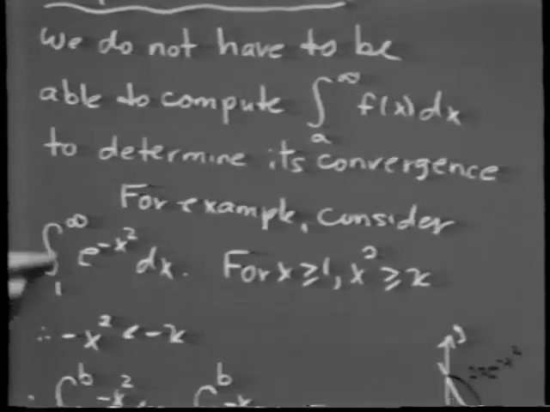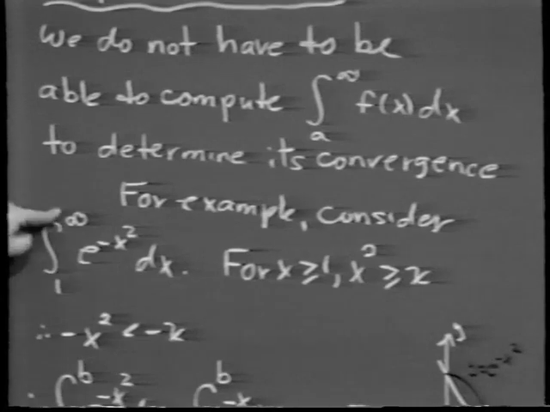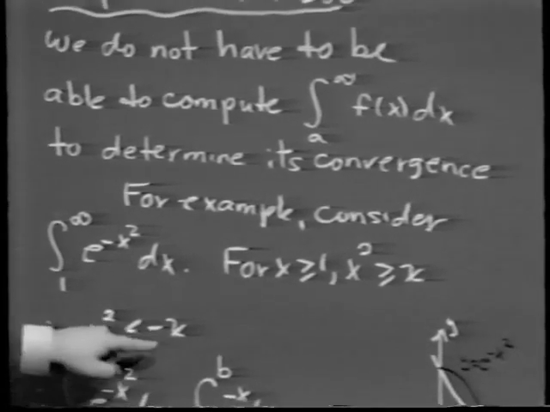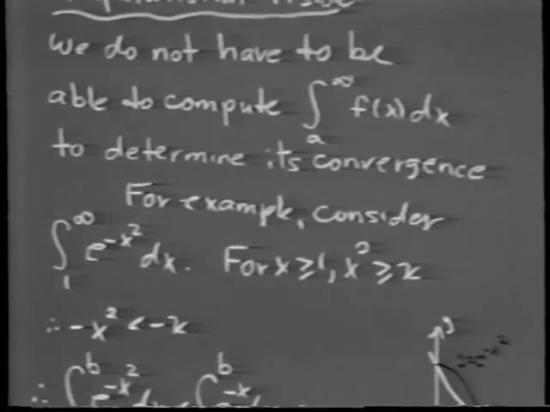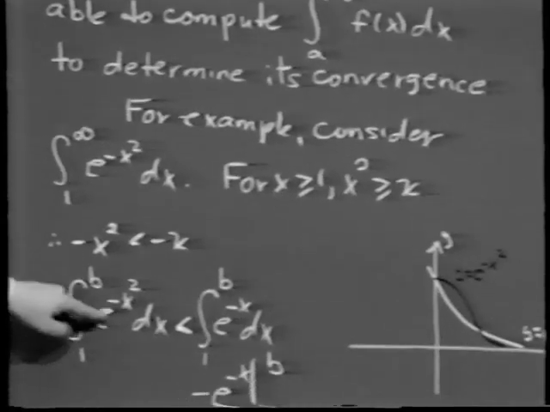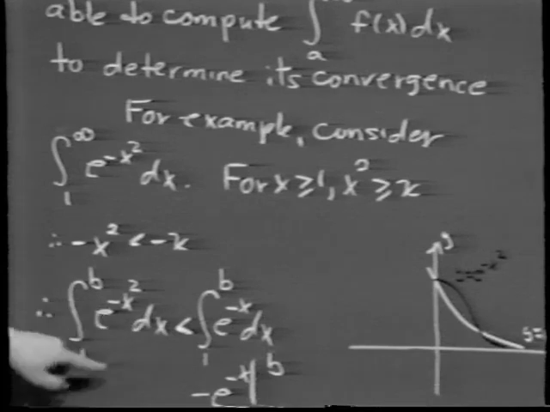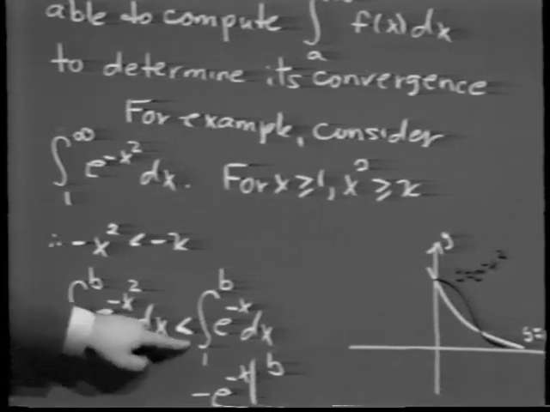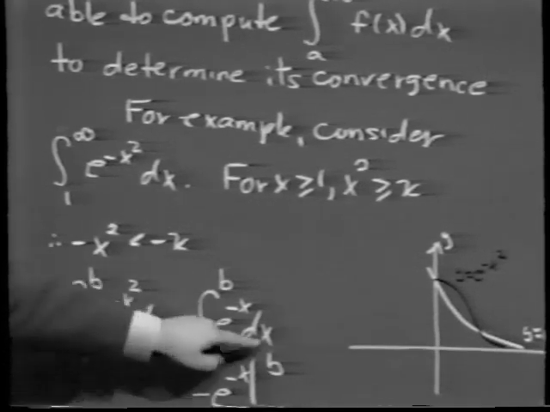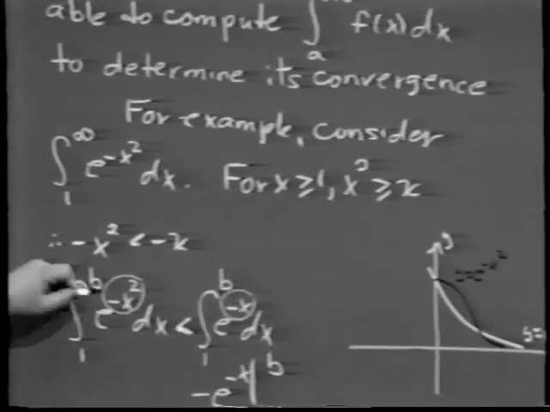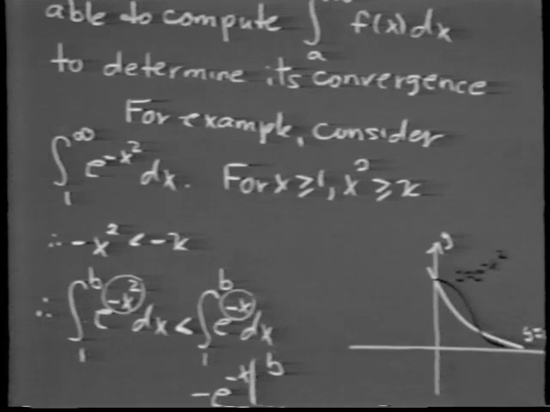In other words, on this particular interval that we're dealing with, say from 1 to b, as b approaches infinity, e to the minus x squared is less than e to the minus x. Okay? Therefore, because the exponential function is 1 to 1, the integral of e to the minus x squared dx from 1 to b cannot exceed the integral from 1 to b of e to the minus x dx. In other words, since this exponent is less than this exponent, this integral is less than this one. However, it turns out that we know how to evaluate this one.